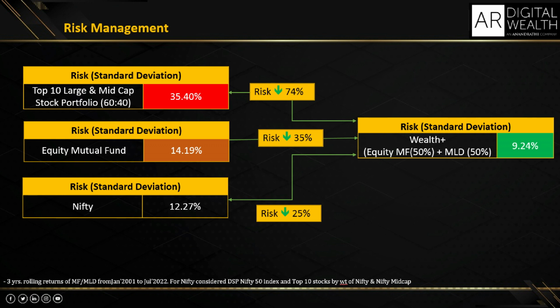Likewise, if you have a mutual fund portfolio, so your equity mutual fund portfolio will typically have a standard deviation of about 14%. And from there, if you move to mutual fund plus marketing debentures, you can reduce the risk by about 35%. And this portfolio will be less riskier than the Nifty by about 25%. And that's how you can also reduce the risk when you move your portfolio to this combination of mutual funds and marketing debentures.